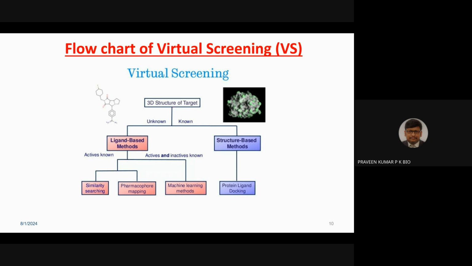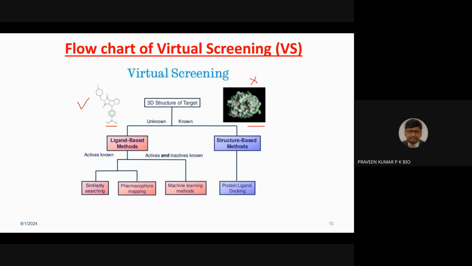Flowchart of virtual screening, 3D structure of target. If you have that target, I mean a disease protein, you can go with structure-based methods only if you have a 3D structure of a ligand and a 3D structure of a target. The best example is molecular docking, protein-ligand docking. But if you don't have the target structure and have only the drug structure, then better go for ligand-based methods. In the ligand-based methods, if actives are known, you can go for similarity searching or pharmacophore mapping.